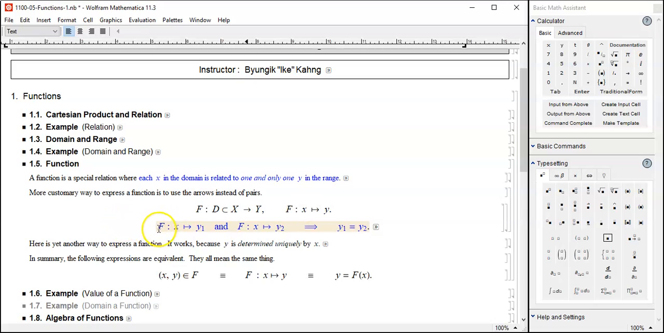Let me go again. f assigns x to y1 and f assigns x to y2, then y1 and y2 must be the same. So x is being assigned to y1, and also x is being assigned to y2, then y1 and y2 must be the same. They cannot be different. So consequently, we have one and only one y in the range.